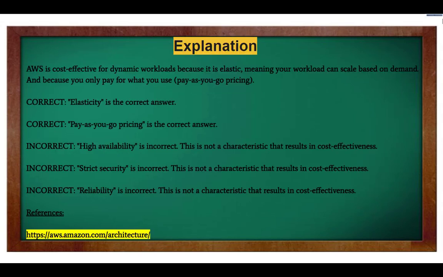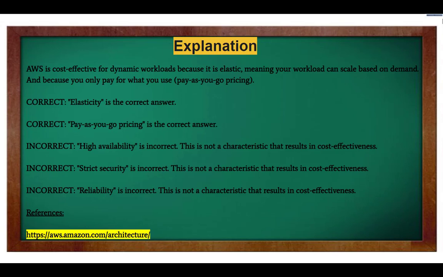Explanation. AWS is cost-effective for dynamic workloads because it is elastic, meaning your workload can scale based on demand. And because you only pay for what you use, pay-as-you-go pricing. Correct, elasticity is the correct answer. Correct, pay-as-you-go pricing is the correct answer.